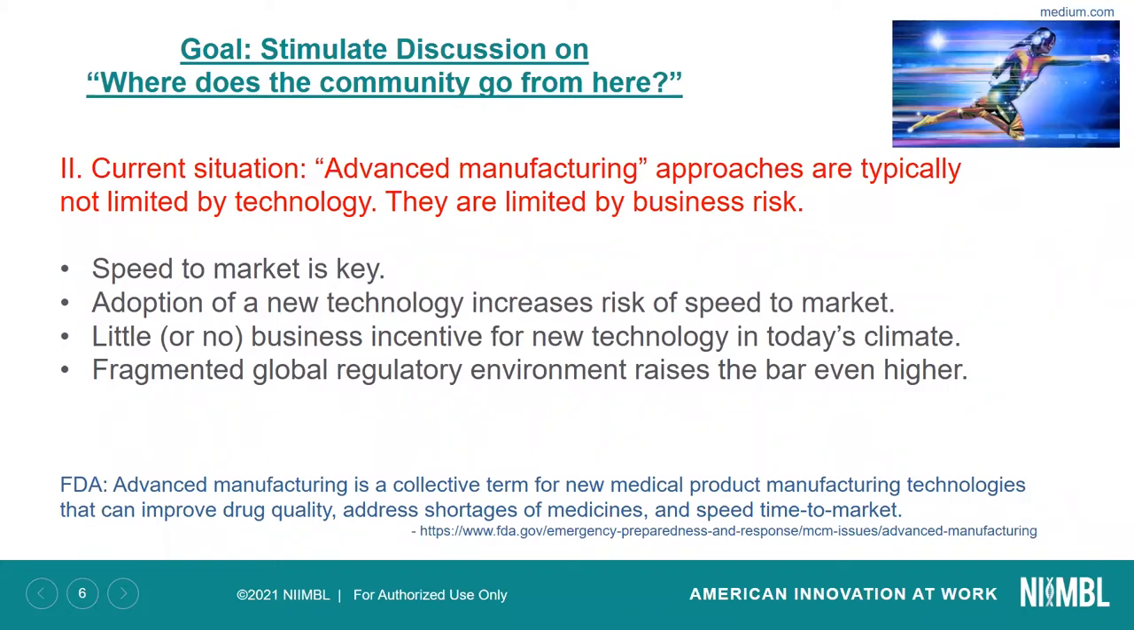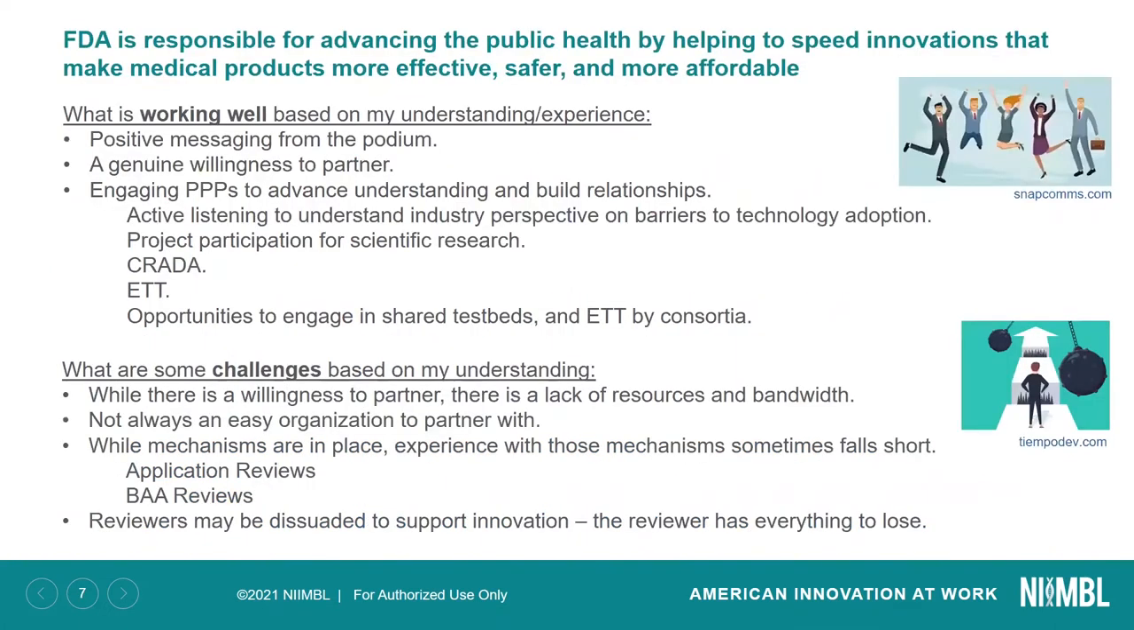The FDA definition of advanced manufacturing that I pulled from their website is a collective term for medical product manufacturing technologies that improve drug quality, address shortages, and speed time to market. So you would think that things should be aligned from that perspective. So what do we need and where do we go? The next slide talks a little bit about the FDA's perspective on advancing health, and what I think, in my anecdotal experience, are some examples of things that are working well, and then some of the challenges. So some of the things that are working well: there's a lot of really positive messaging coming from the podium and from the leadership and thought leaders at the agency around this.